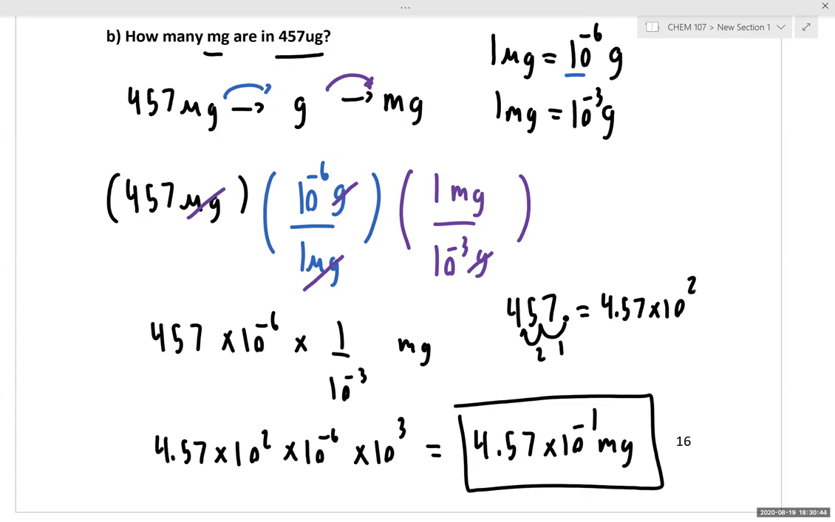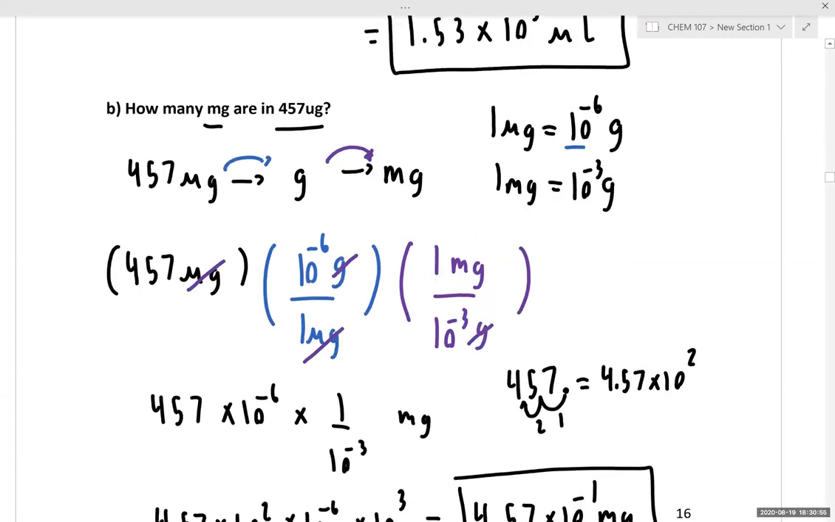Professor, I have a question. Yes, please go ahead. How do we know how to look at the unit conversion? Like when it's asking milligrams or in 457 micrograms, I don't know what to look for. Okay. In general, your starting units will be the units associated with your given number. Notice how we're given 457 micrograms. That's what we're starting out with. And when we're asked how many milligrams are in 457 micrograms, milligrams is our target. That's what we're trying to figure out.